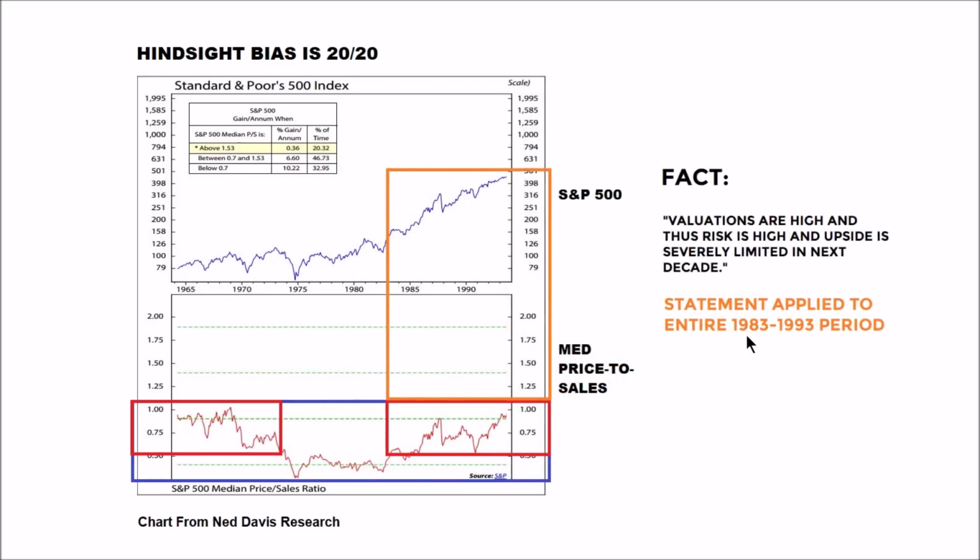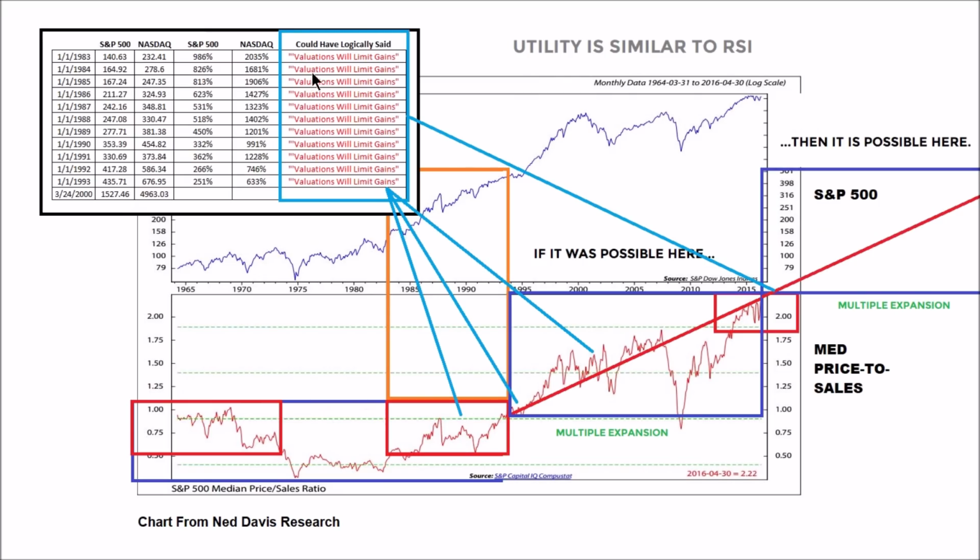Inside of this box here, 1983 to 1993, valuations based on what we know look extended. Therefore, at any time between 1983 and 1993, based on what we know looking backwards, we could have said valuations will limit gains going forward. We could have said that at the beginning of 1983, could have said at the beginning of 1984, all the way out to 1993, or at any point during this period here. Valuations will limit gains, valuations will limit gains, valuations will limit gains. You can see right here, they didn't limit gains.